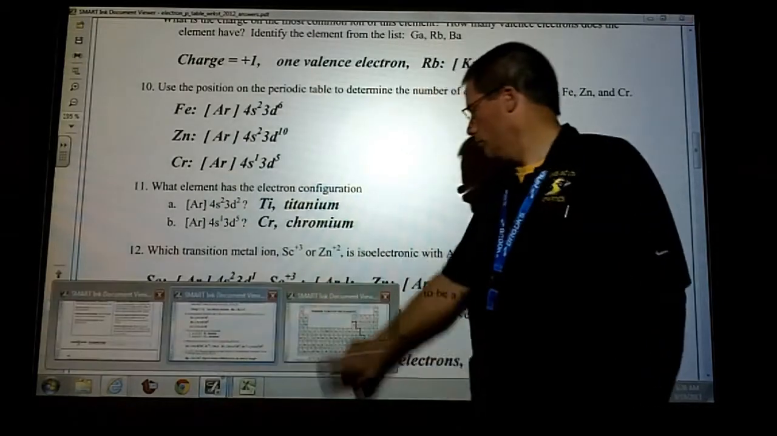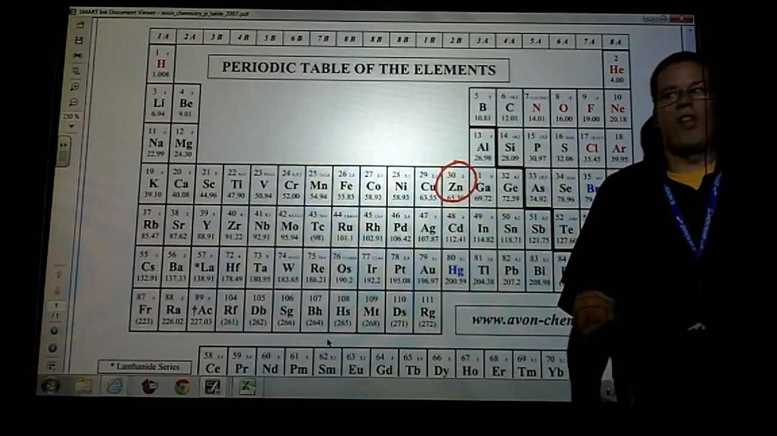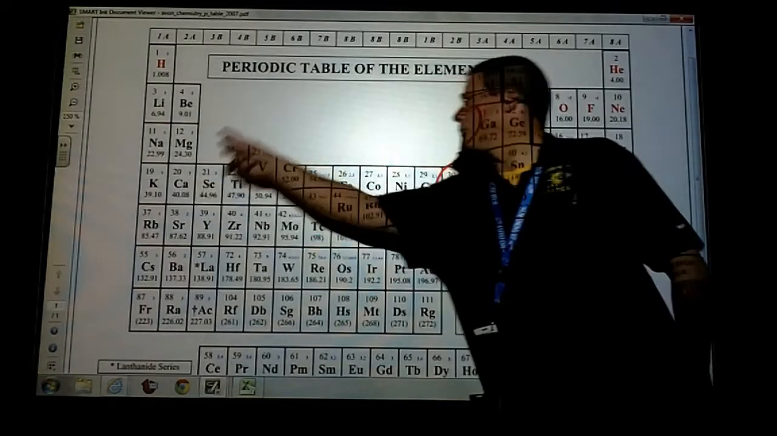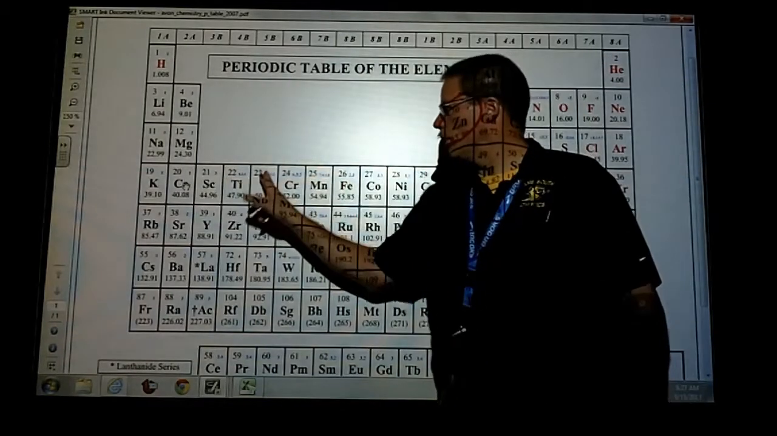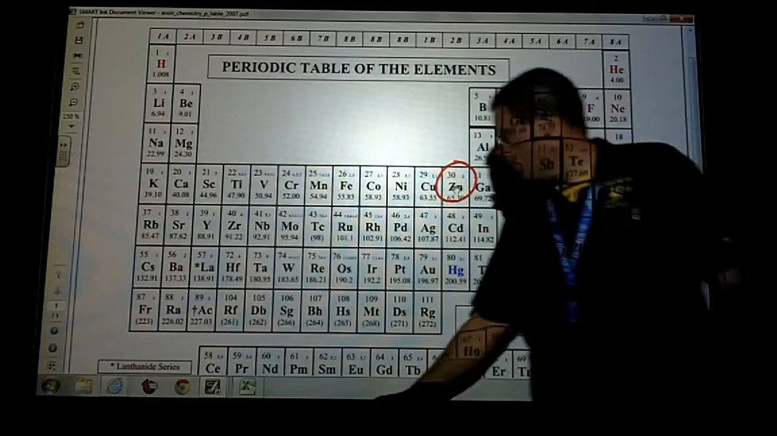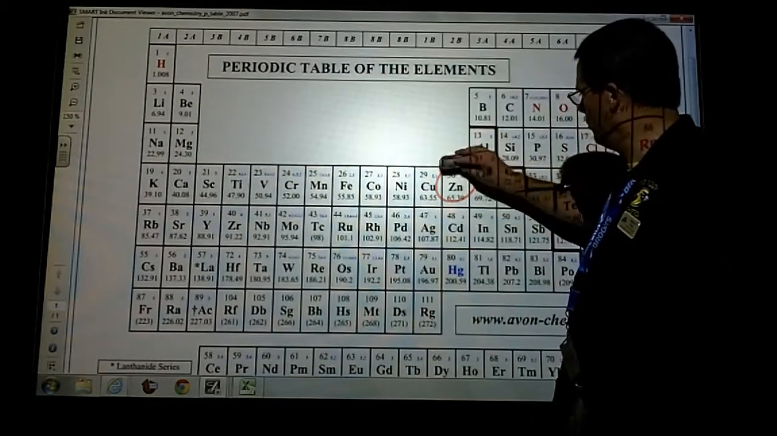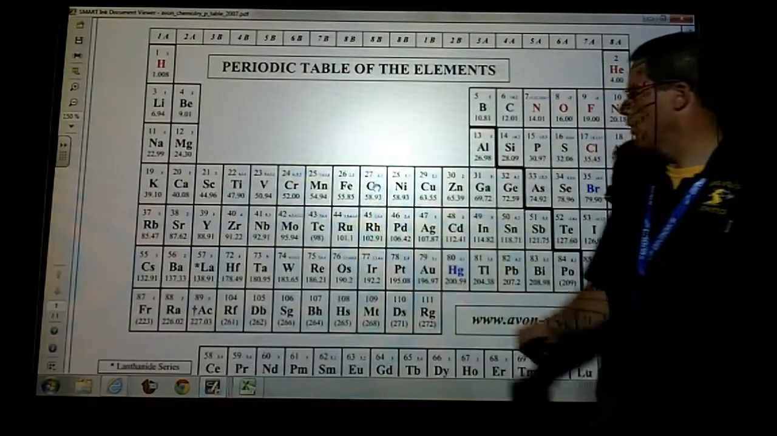Zinc, well, zinc's nice. It's at the end. We don't even want to think about moving electrons. That doesn't make sense, to move it from here to the p. We don't do that. We only move from s to the d. And since zinc's at the end of the row, we're not moving anything. It is happy, it's full.